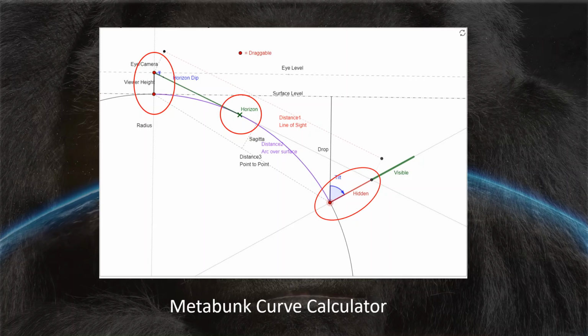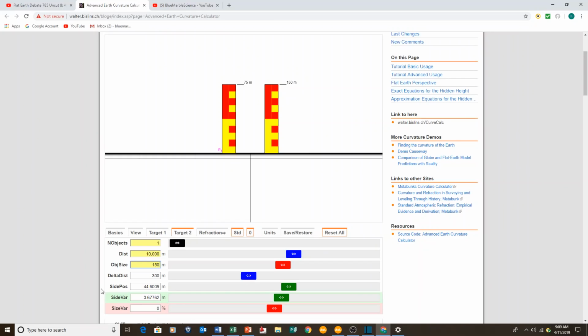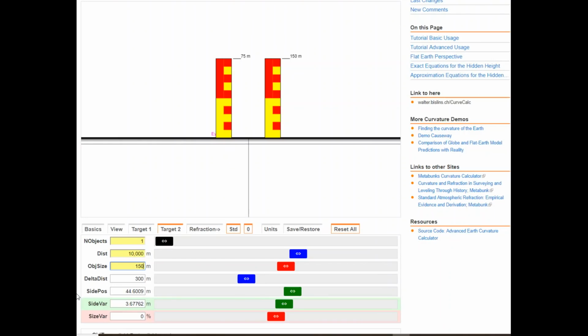There is another kind of curve calculator. There is one that does take perspective into account because it simulates what you actually see. The Metabolic type calculator uses simple geometry. It is only designed to predict how much of an object will be hidden by the horizon. That's all it does. Perspective doesn't come into play with that kind of calculator. It couldn't. Now, for people that don't understand that sort of geometric presentation, which you obviously don't, Walter Bislin has this calculator, which gives you a visual representation, including perspective.